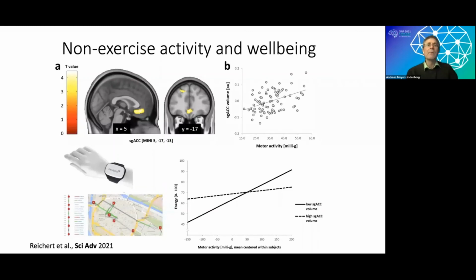And when we did this, we found that there was in fact a positive relationship between the amount of non-exercise activity that you have and your well-being. And that has been related in our data here for the first time to the brain, and again to the cingulate cortex. Interestingly, in this case, to the subgenual cingulate cortex, which is a brain area that is especially important for regulating affective well-being, the very same measure that we found non-exercise activity related to.